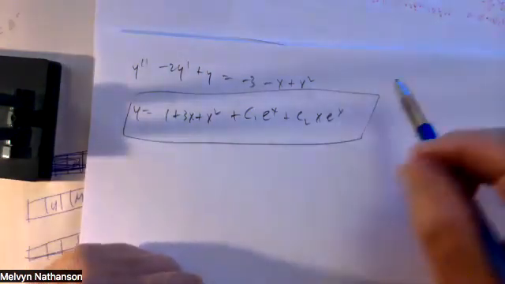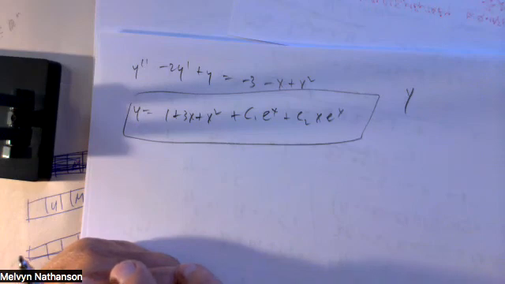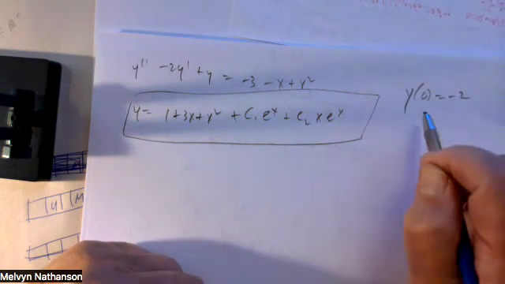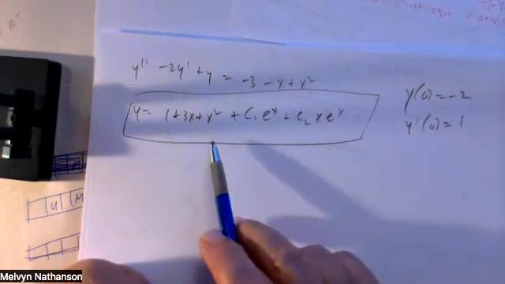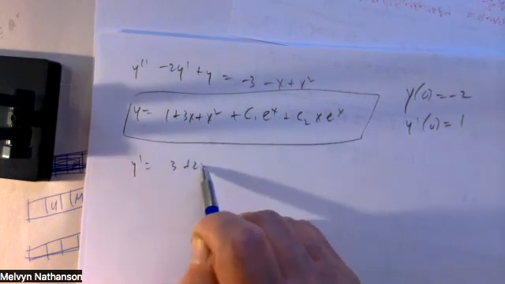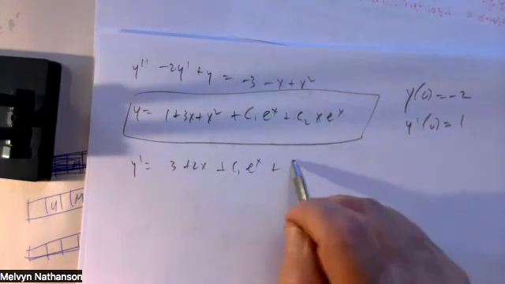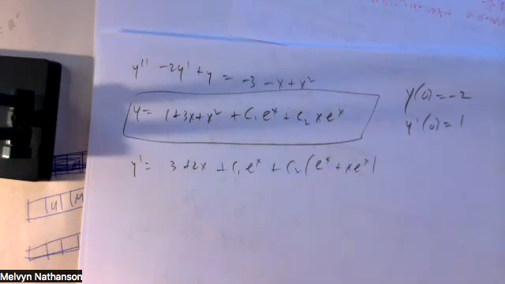for this equation. And if I want to solve the initial value problem, which was Y of 0 equals minus 2, and Y prime of 0 equals 1. How do I do that? Well, this is Y. Y prime is 3 plus 2X plus C1 e to the X, plus, I differentiate this, C2 times e to the X plus X e to the X. That's y prime.